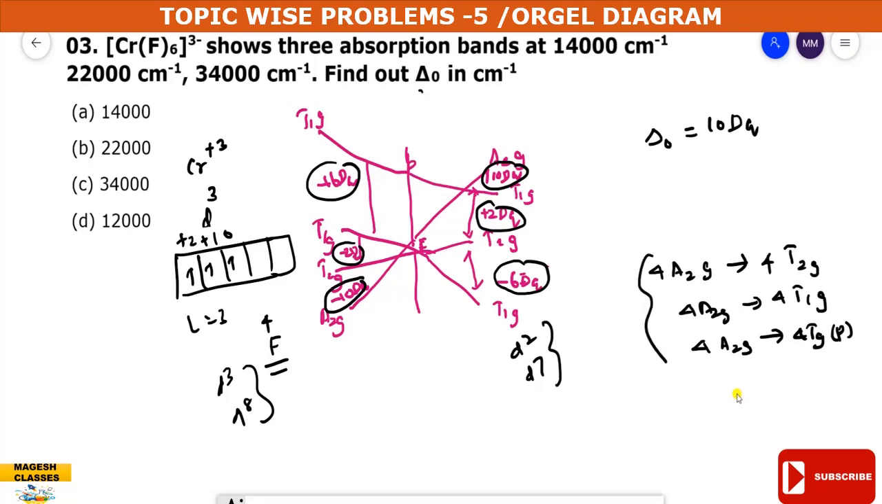So what is the del 0 value? Okay, the 4A2G is the ground state energy level, so it is a lower value, so it corresponds to 10 DQ. So here the lower is 14,000. The answer is E. Clear?